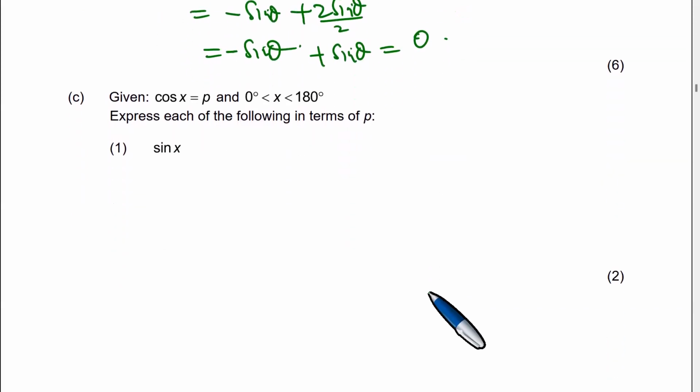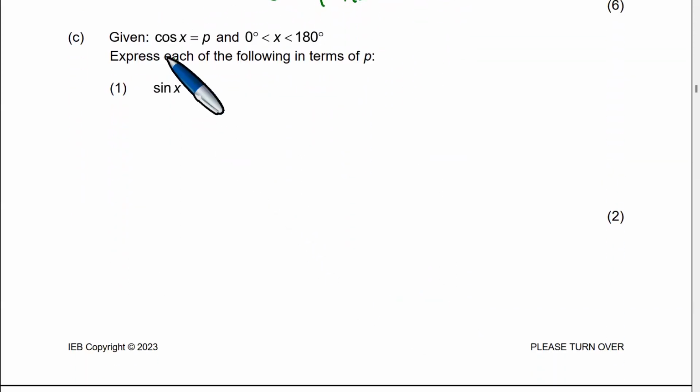Right, so if you're given this one: given cosine x equals p and x lies between 0 and 180, express each of the following in terms of p. What is sine x?